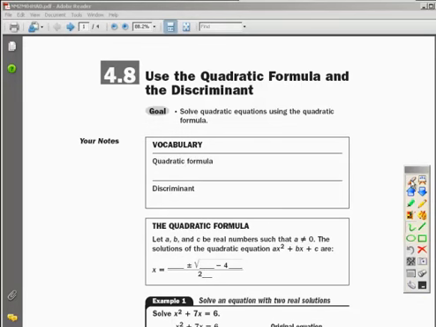All right, here we are at the conclusion of Chapter 4. We're at Section 4.8. And what we're talking about is that same thing we started Chapter 4 with, the quadratic formula. Let's get a little refresher.